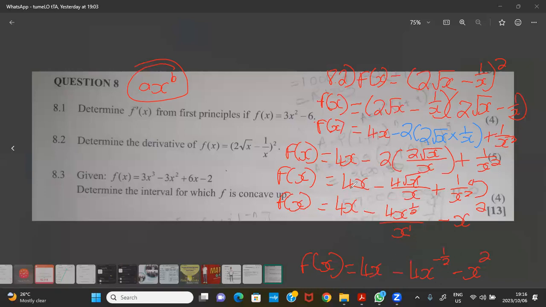So I'm just going to derive here, let me change color. I'm going to have f prime x is equal to, so when I derive 4x, what does it give me? It gives me 4, right? Then here I will have negative 4 multiplied by negative a half. That's going to be positive 2, right? Then I'm going to keep the x. Then it's going to be minus half minus 1, which is going to be minus 3 over 2. And then the last one, it will be minus 2x, because 2 minus 1, that's just going to be 1. So here's my f prime x for this one.